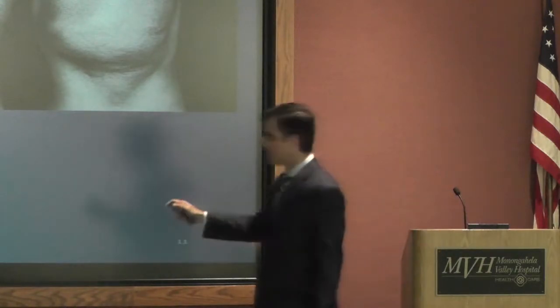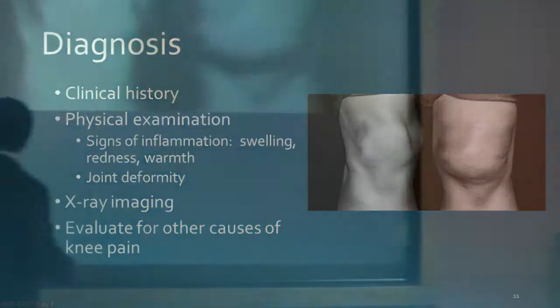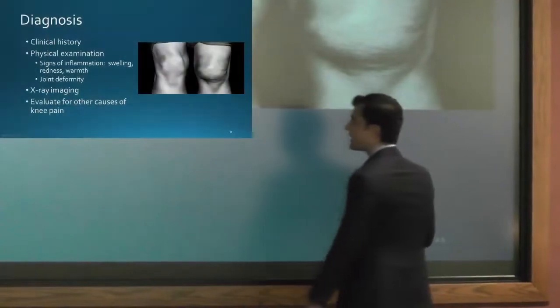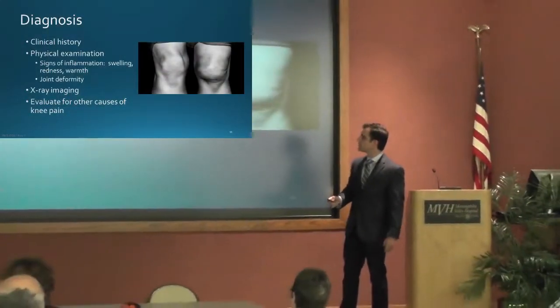Here's a pretty dramatic picture of swelling in the knee. This is the right knee over here, this is the left knee over here. Here you can see the outlines of the bones around the knee. Here you kind of lose that, right? There's a lot of fluid in this knee. So that's a pretty exaggerated look at what swelling of the knee looks like. You can get joint deformity with worsening arthritis.